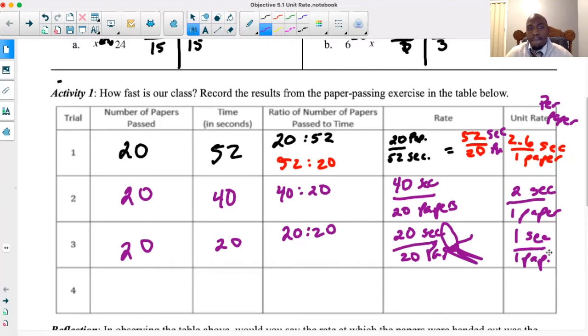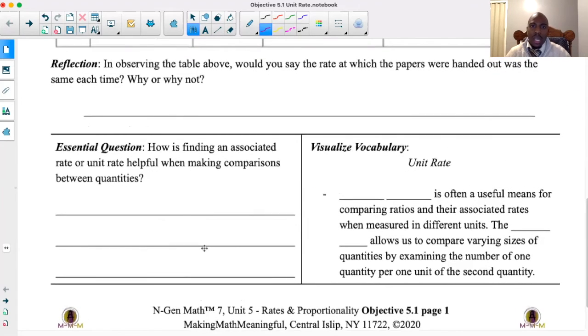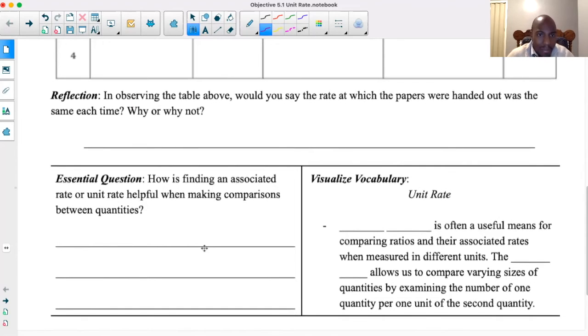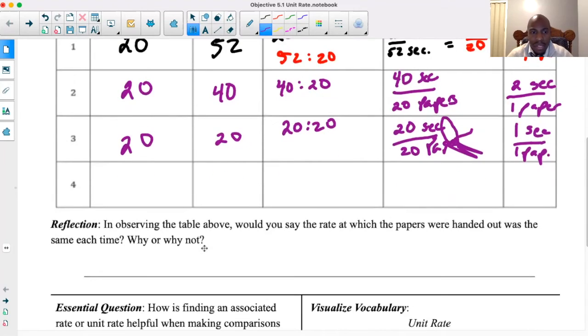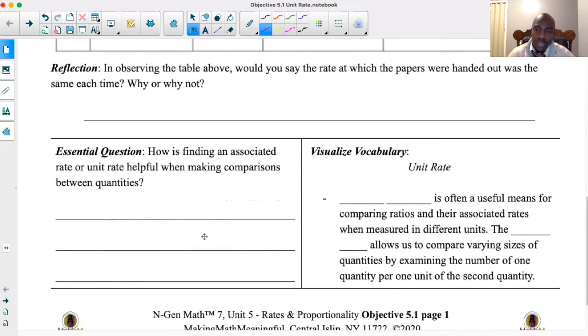But nonetheless, we're going to really take the time to figure it out, because I want to talk about something called the unit rate. I've kind of mentioned it a little bit here, but in observing the table above, would you say the rate at which the papers were handed out was the same each time? Would it be the same amount of seconds for one piece of paper being handed out? Why or why not? And we'll notice that we obviously got faster, we got better, and the unit rates are different. A unit rate is often a useful means for comparing ratios and their associated rates when measuring in different units.